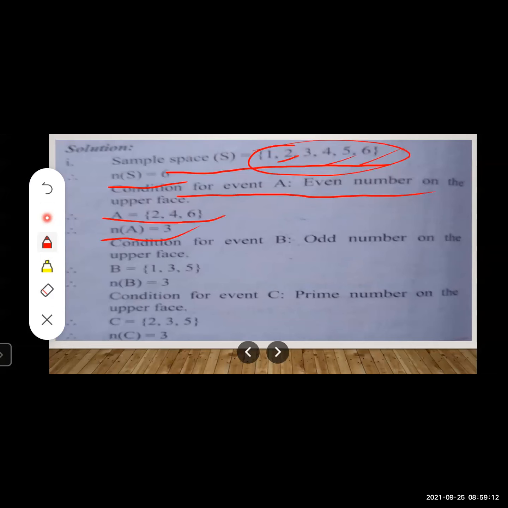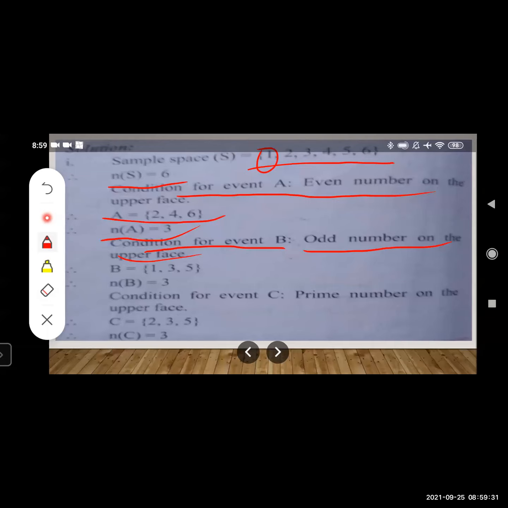Now let us move to the second condition. What is the condition for event B? We want an odd number on the upper face. Again, you have to go to the sample space and choose the odd numbers from it. 1, 3, and 5, right? These odd numbers. So how many are there? 3. So you will write that the sample points of event B are 3, right?